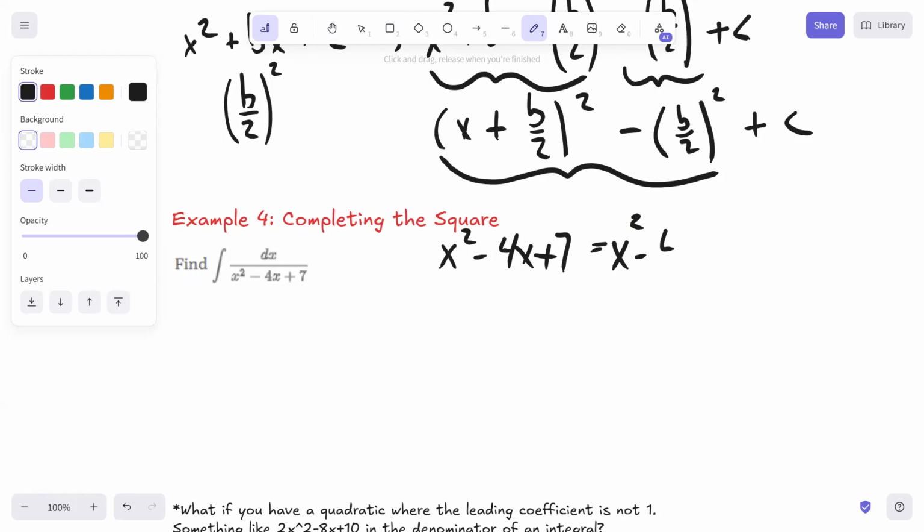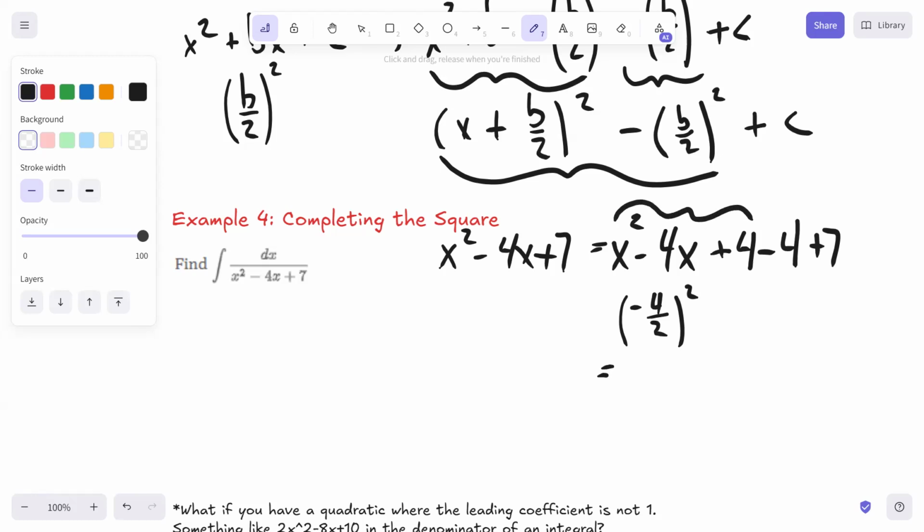So if you have minus 4x, you take the sign of the number with it. So negative 4 over 2 squared, which would be negative 2 squared, which is 4. So you add and subtract 4, and then you have the plus 7 on the end there. This right here is going to be a perfect square trinomial. And basically whatever you squared to complete the square is what you add or subtract in the factored form. In other words, it's going to be x minus 2 squared. And then the last piece here, the minus 4 plus 7, gives us plus 3.